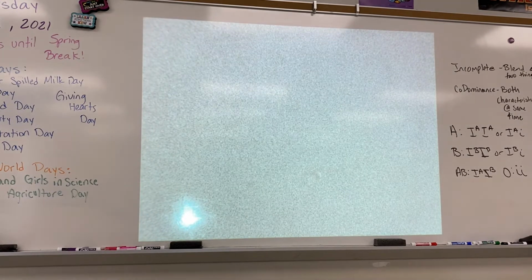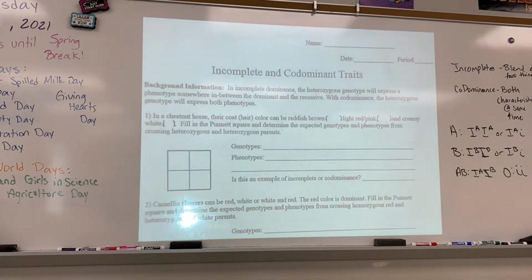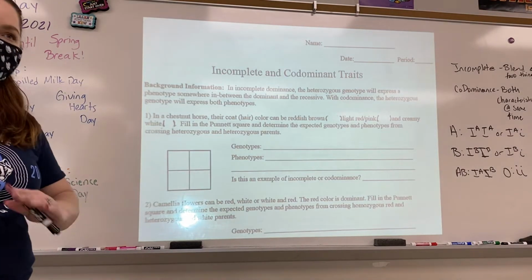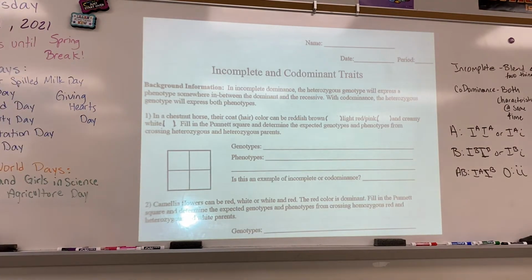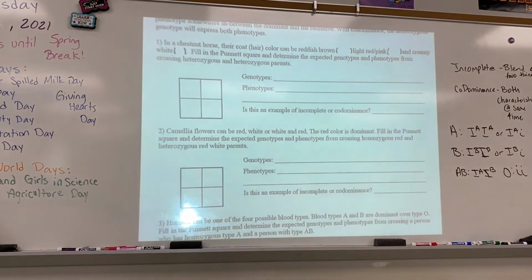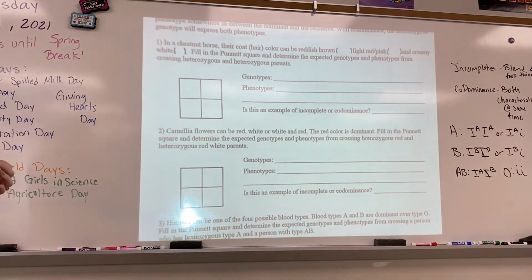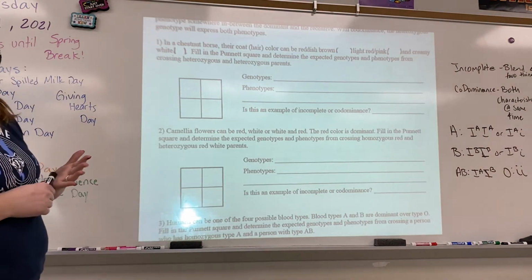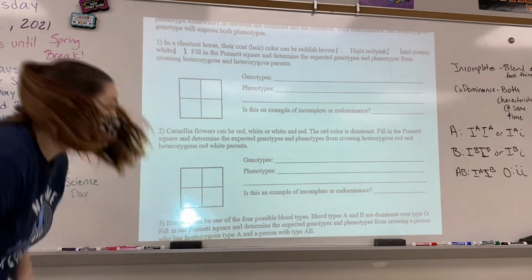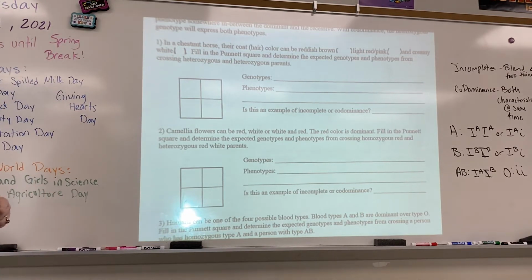All right, so looking at number one. This worksheet is still about incomplete versus codominance. So again, we are going to have a blend of the two traits coming together to make one cohesive new trait, or we're going to see both of those traits on the same organism at the same time. So number one, in a chestnut horse, their coat or hair color can be reddish brown, light red slash pink, and creamy white. Fill in the Punnett square and determine the expected genotypes and phenotypes from crossing heterozygous and heterozygous parents.